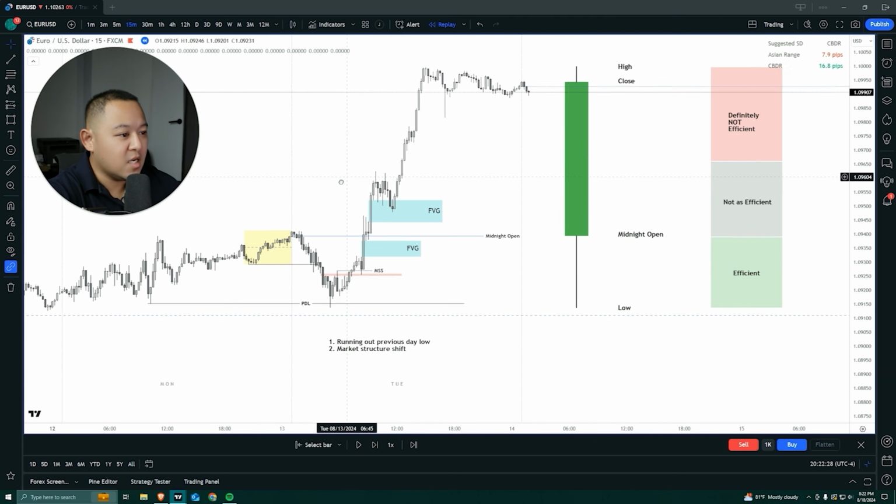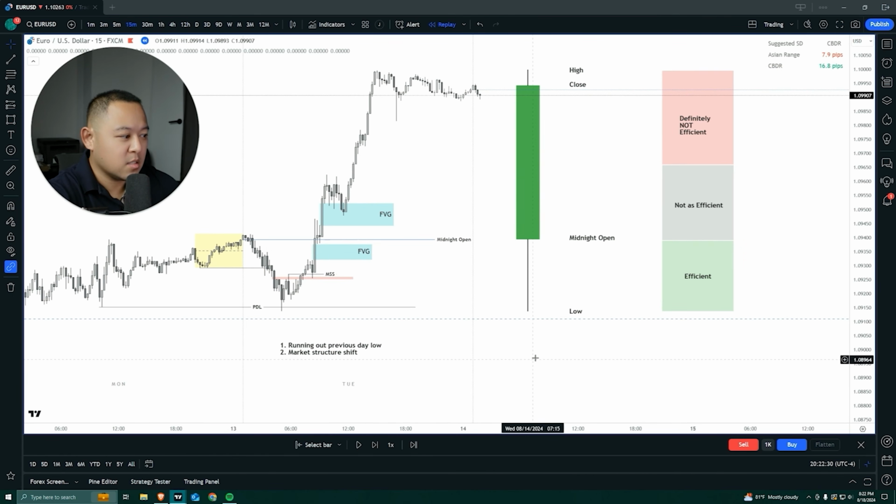So the thing I avoid is when the market is already trading above the midnight open. By the time I come to my charts, many times I'm just passing on those trades. A lot of times, because when it comes to efficient pricing, this is where I want to be smart money. Any price above the midnight open is not as efficient.